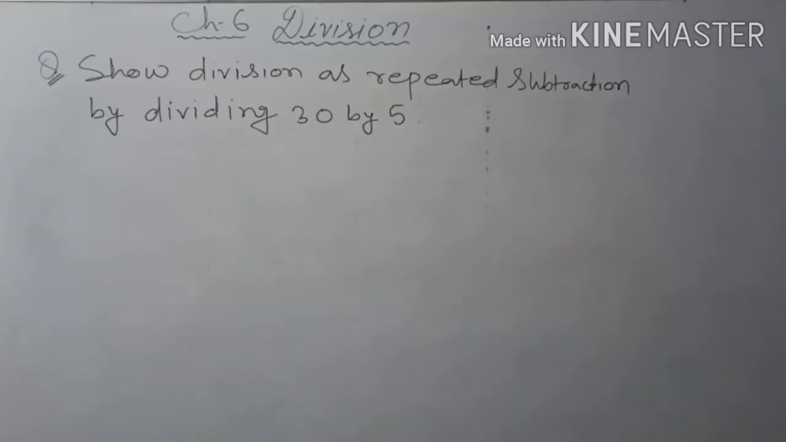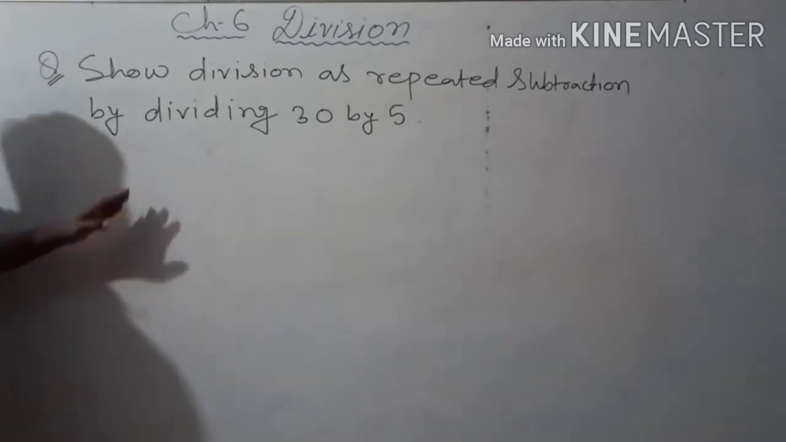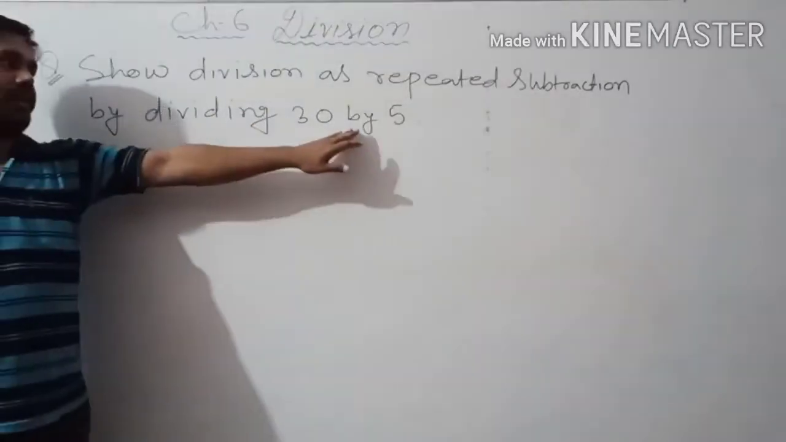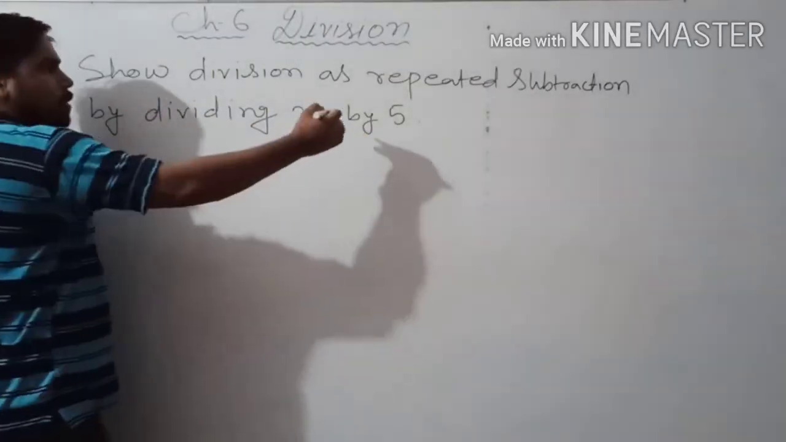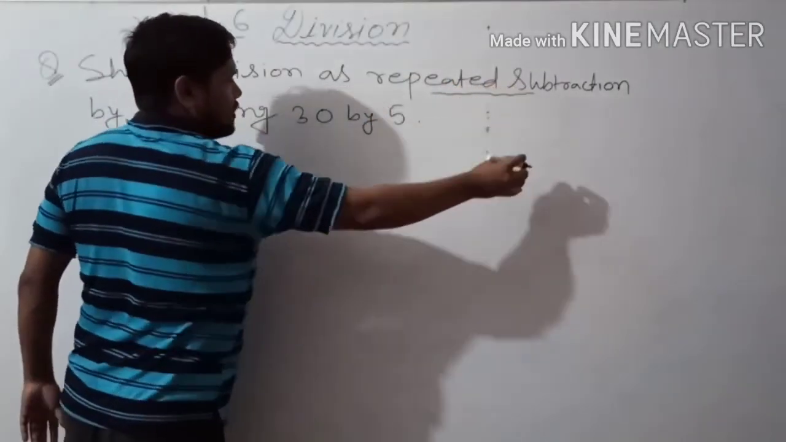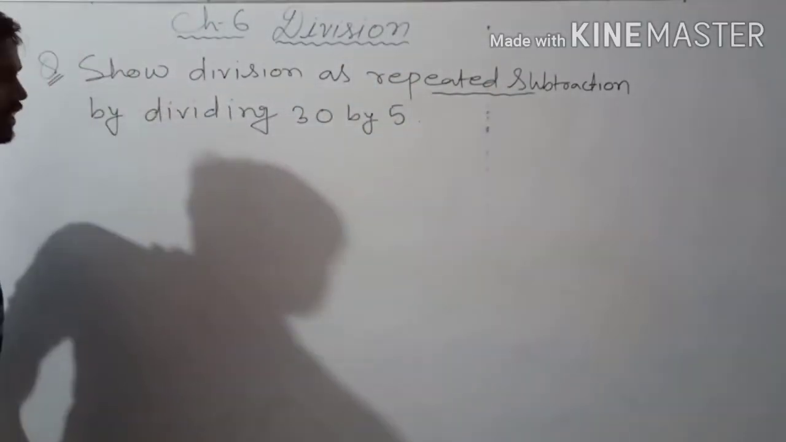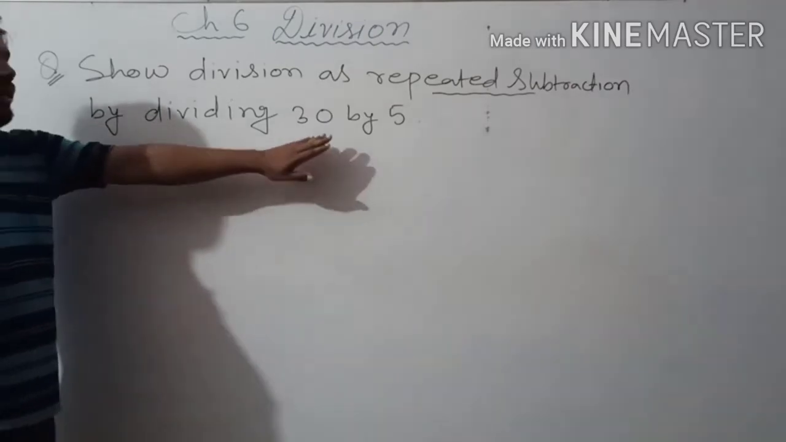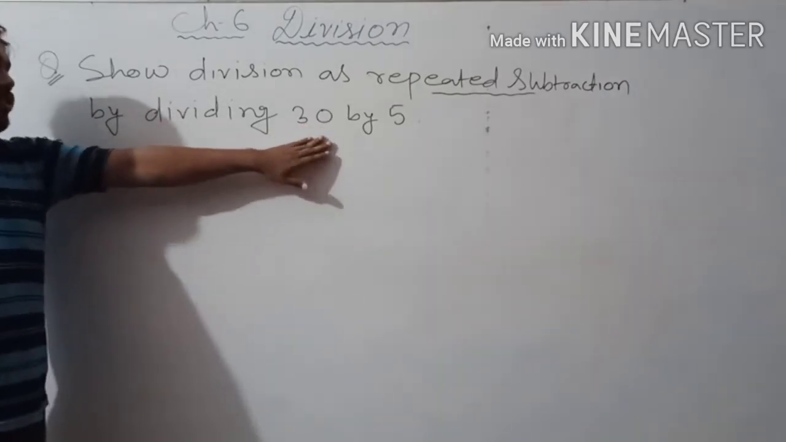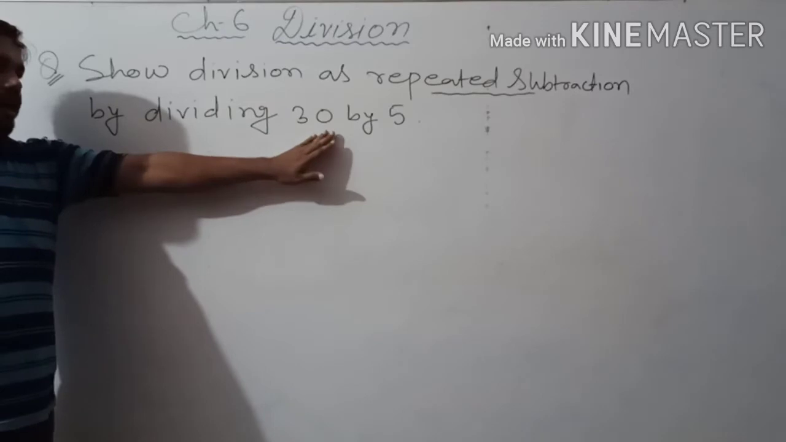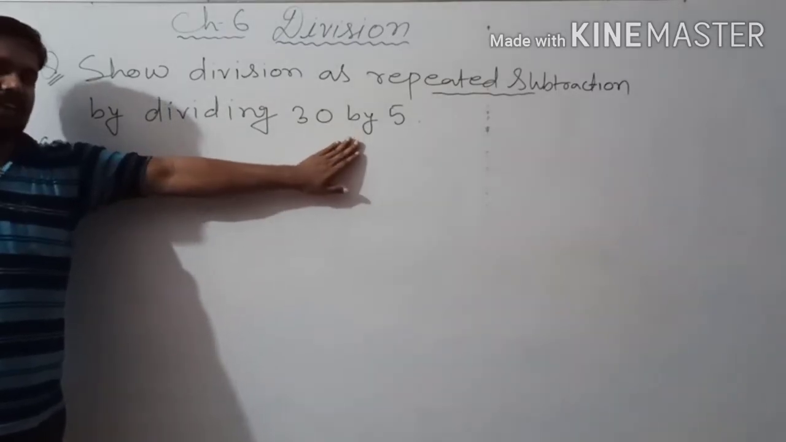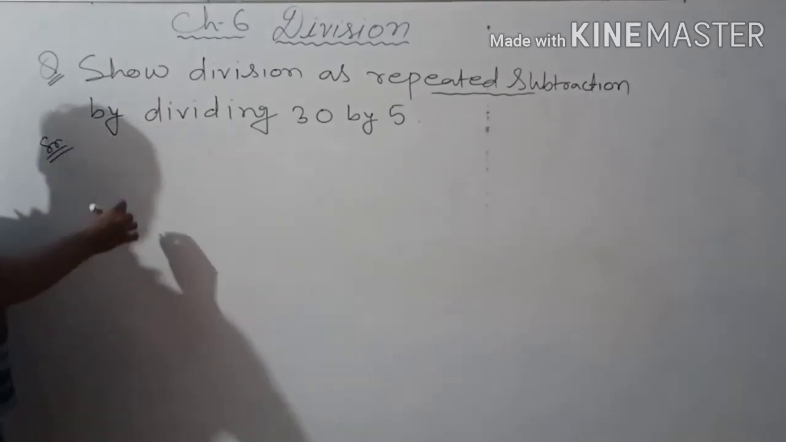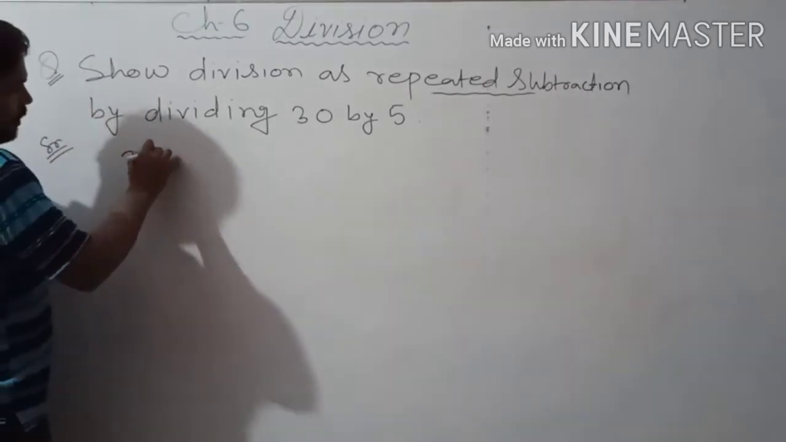So now one type of question is this: show division as repeated subtractions by dividing 30 by 5. So here, from this repeated subtraction you can understand, which I explained first. You have to show how we can divide 30 by 5 by repeated subtractions, and you have to check the result. Okay, so let us subtract 5 from 30.